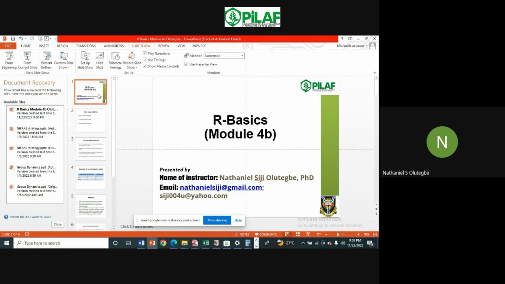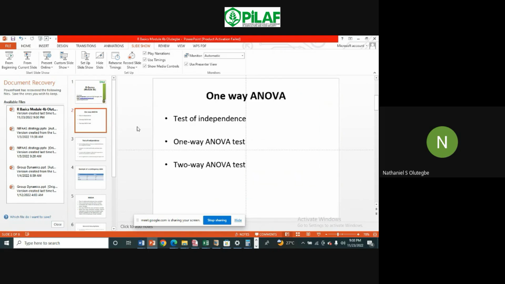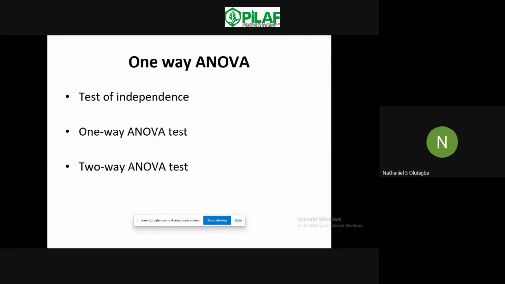Now, today, like I said, we are following up on the last class, and essentially, we'll be looking at these three tests. We'll be looking at test of independence, then we'll be looking at one-way ANOVA tests, and of course, we'll look at also two-way ANOVA tests, and we're going to wrap up.